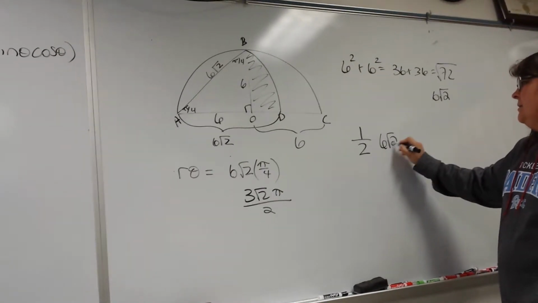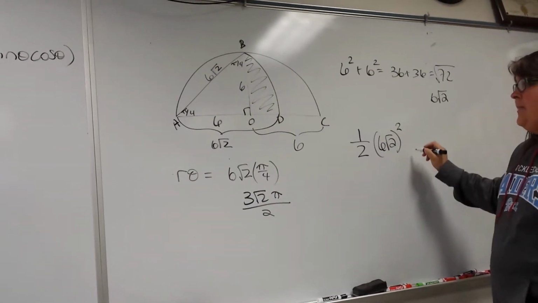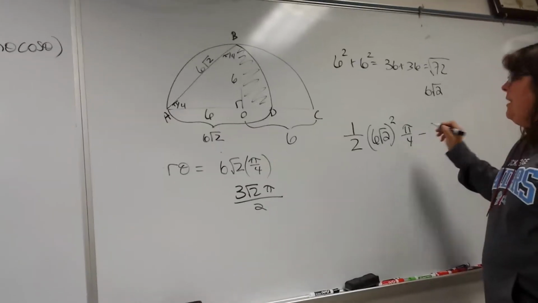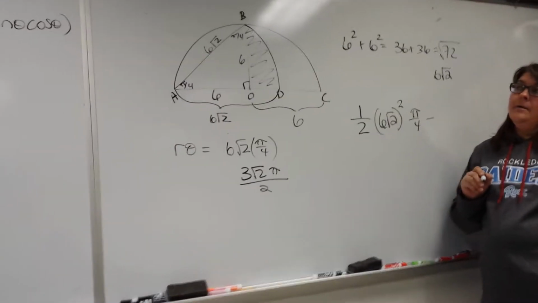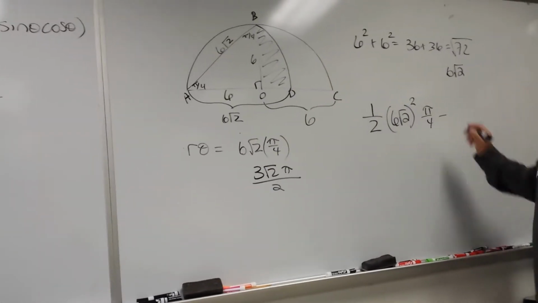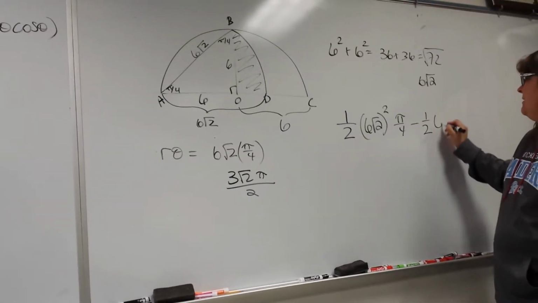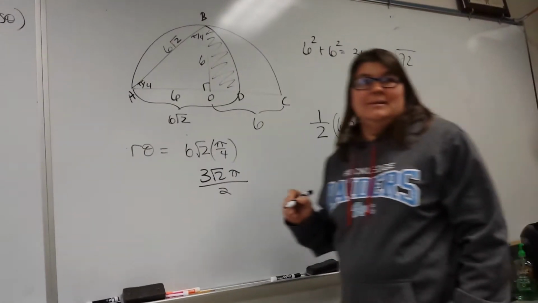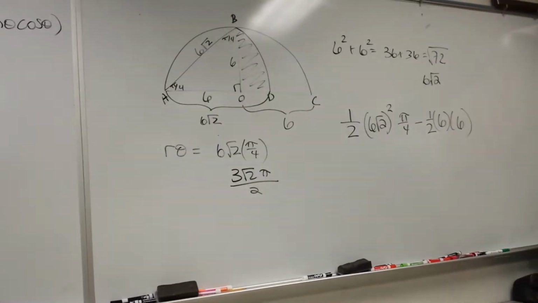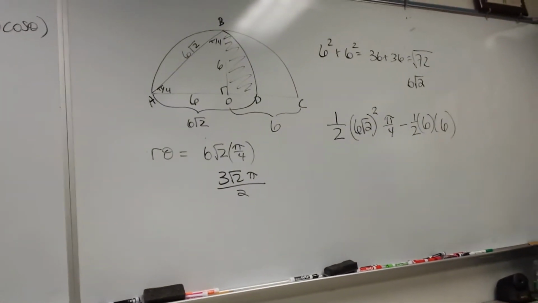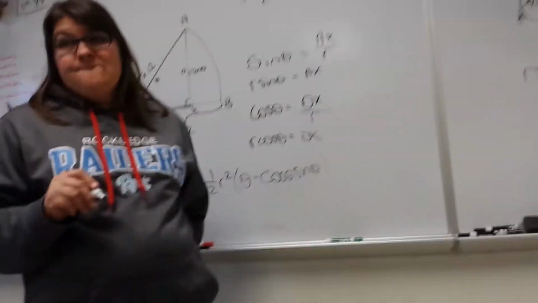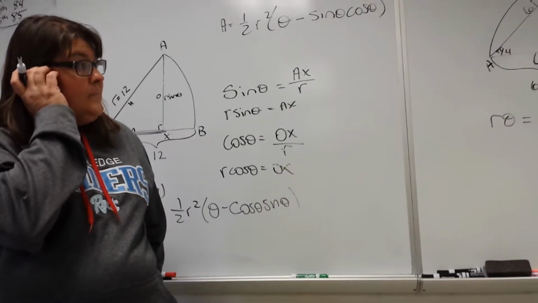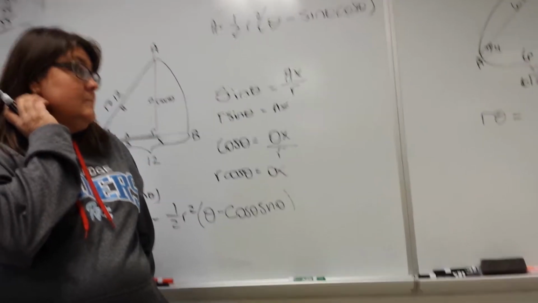6 times the square root of 2 squared, and then theta is pi over 4, minus the right triangle area: 1/2 times base 6 times height 6. Okay, I have a question. Yes. Since that is your new radius, is that equal to 6? Could you say that since that was your original radius, or does it change?